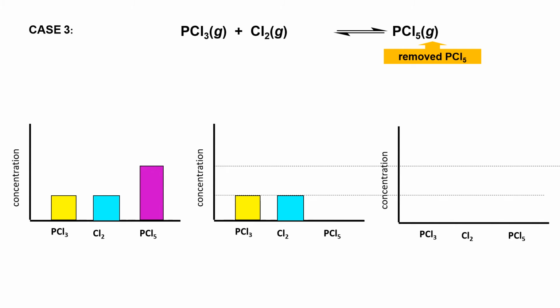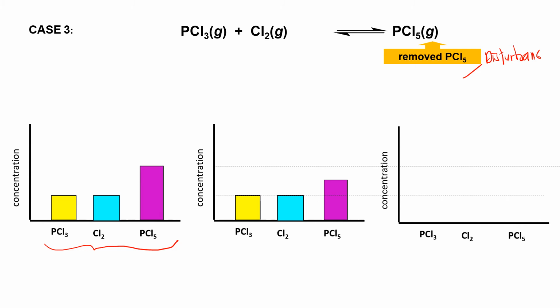Okay, now case 3. This is an equilibrium condition. Now the disturbance is to remove PCl5. Removing PCl5 means the concentration of PCl5 will decrease. So you must increase PCl5 again.